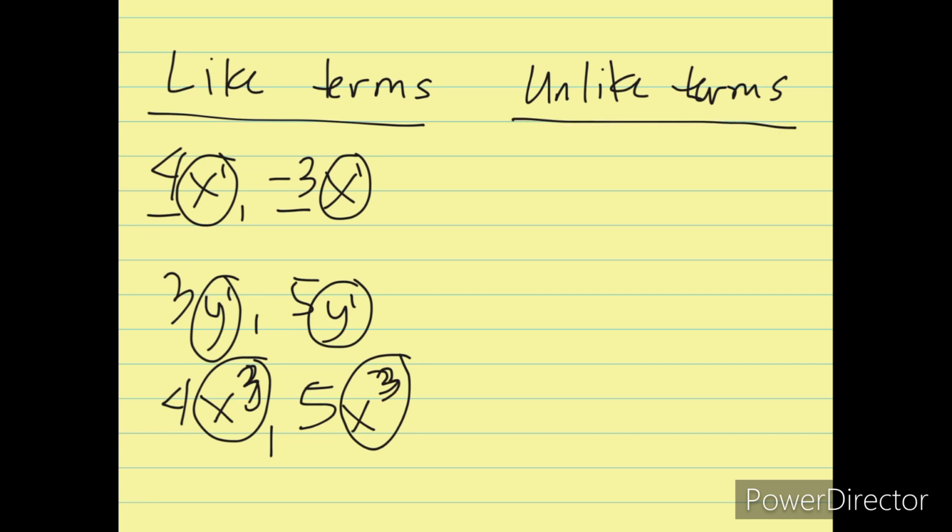What are unlike terms? Unlike terms may have different variables, or the same variable but different exponents. For example, 6x squared and 7x cubed. As you can see, the variable is the same, they are both x, but look at the exponent. They are different. Therefore, they are unlike terms.